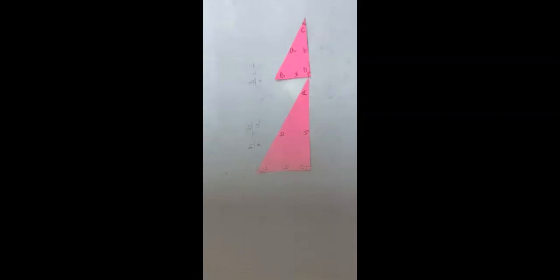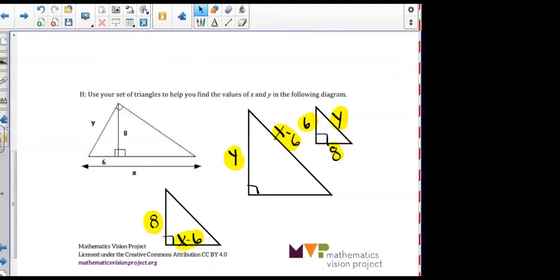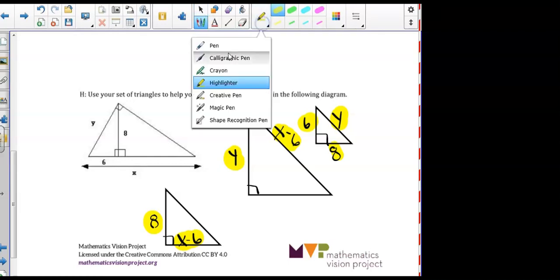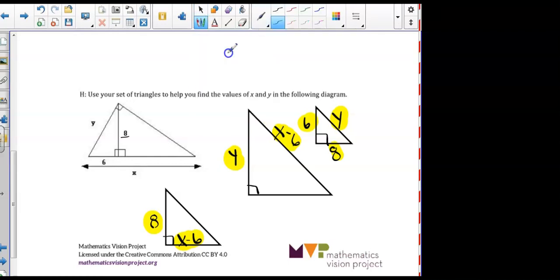So then we looked at some specific examples. In this specific example, given in our MVP booklets, we can see that an altitude is drawn. And in this case, the altitude has a length of 8 units. So now we need to figure out the values of x and y. If we recall from the activity from class, we know that when the altitude is drawn in a right triangle, it creates 3 similar triangles. So we can write a proportion, cross multiply to solve for the missing length.